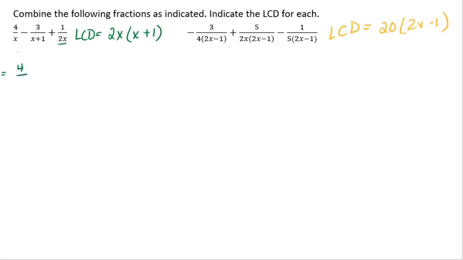All right, our first fraction is 4 over x, and we'd like to convert that into a fraction where the denominator is 2 times x plus 1. How do we do that? What do we multiply by?